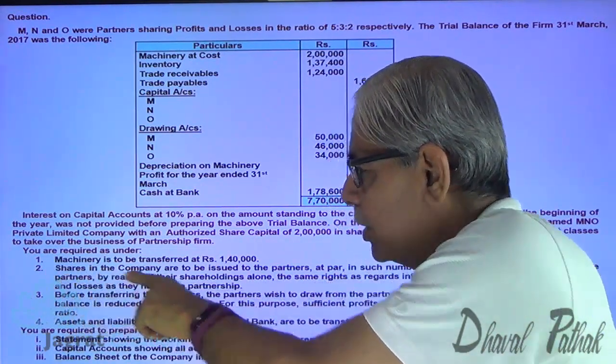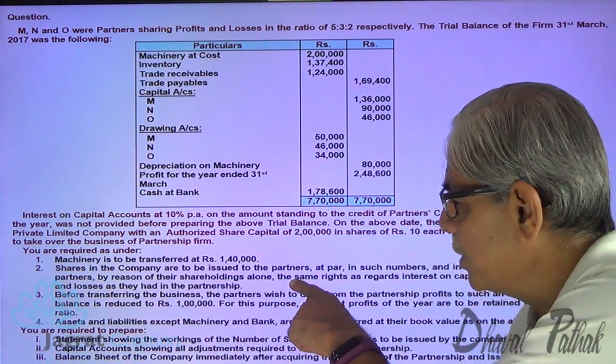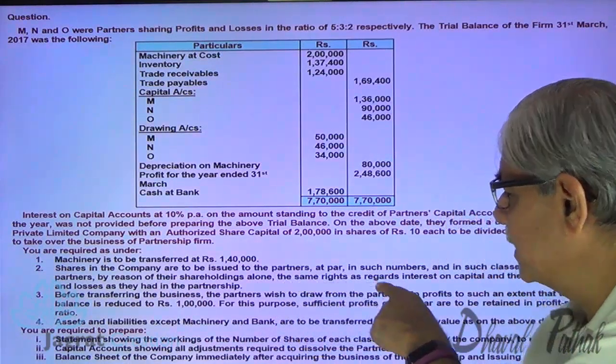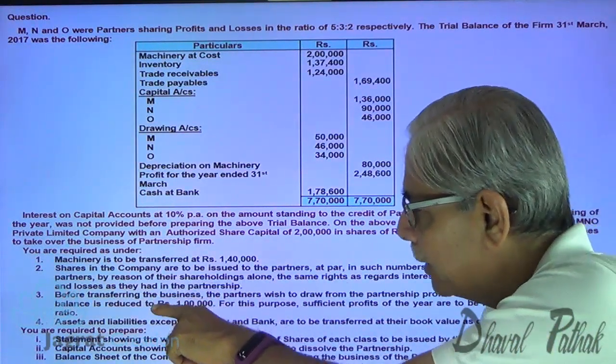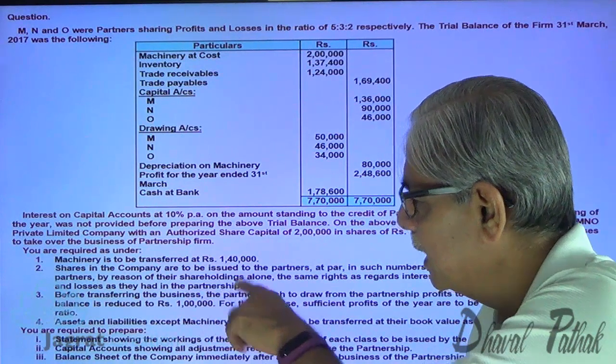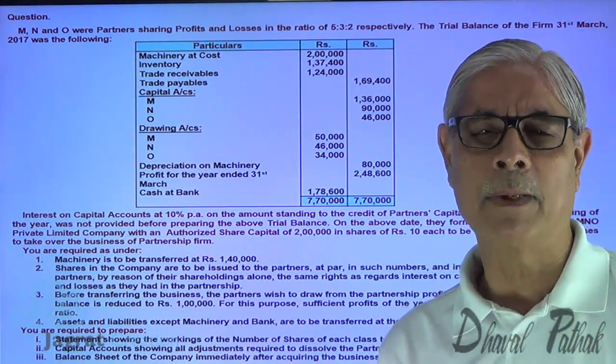Next point. Shares in company are to be issued to the partners at par in such numbers as in such classes as will give the partners by reason of their shareholding alone the same right as regard to interest on capital and share in profits and losses as they had in partnership. This is a very important statement given to you in the sum.